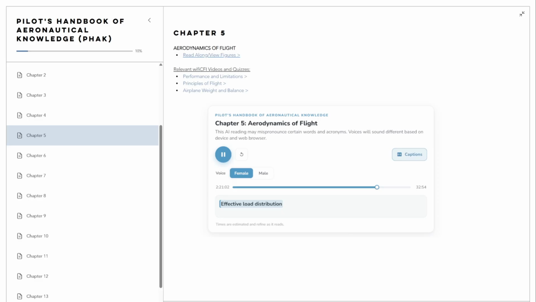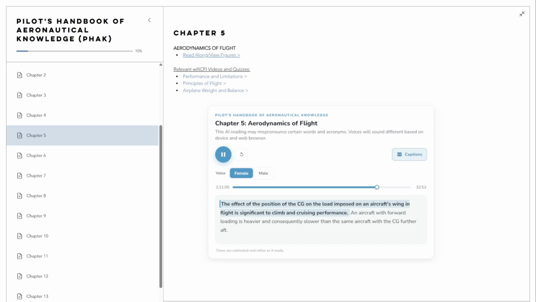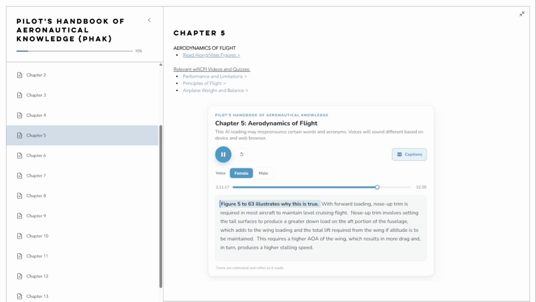Effect of load distribution. The effect of the position of the CG on the load imposed on an aircraft's wing in flight is significant to climb and cruising performance. An aircraft with forward loading is heavier and consequently slower than the same aircraft with the CG further aft. Figure 5-63 illustrates why this is true. With forward loading, nose-up trim is required in most aircraft to maintain level cruising flight. Nose-up trim involves setting the tail surfaces to produce a greater down load on the aft portion of the fuselage, which adds to the wing loading and the total lift required from the wing if altitude is to be maintained.